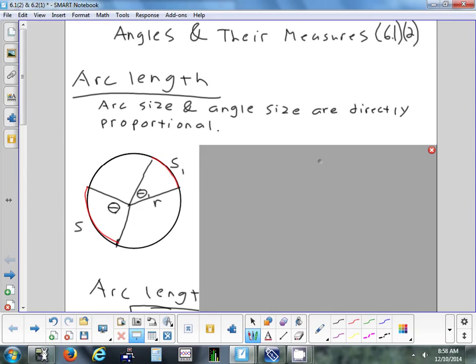And you look at where the rays of the angle intersect the edges of the circle. That arc, that's what we're talking about. So in red, I've drawn an arc. Actually, a couple arcs.